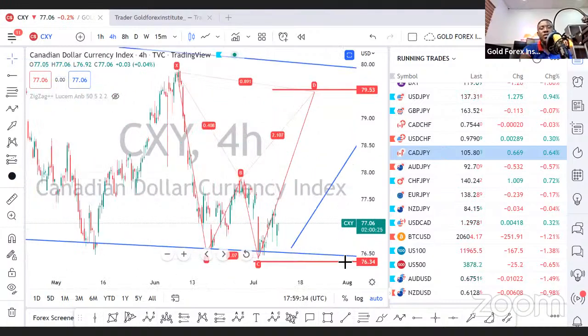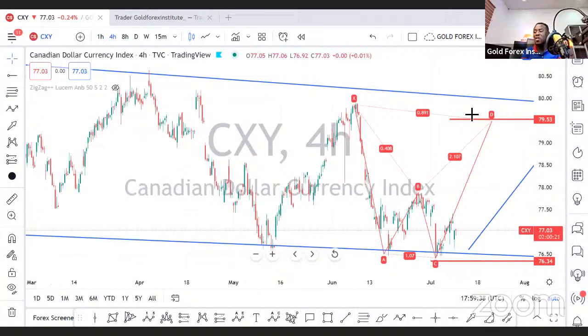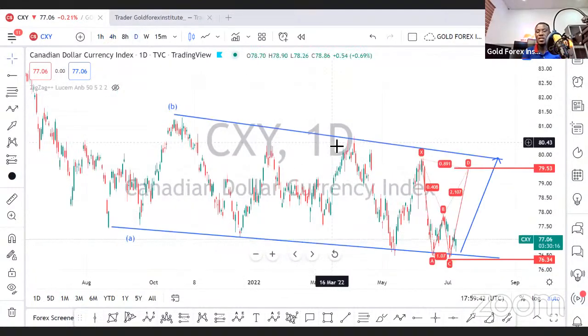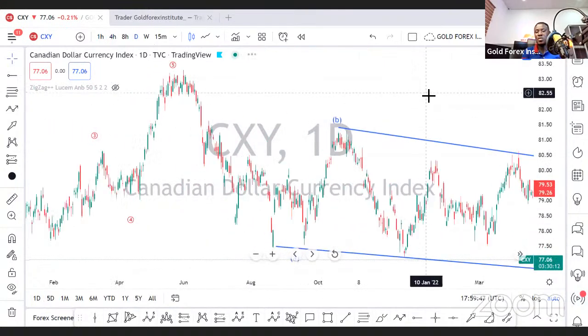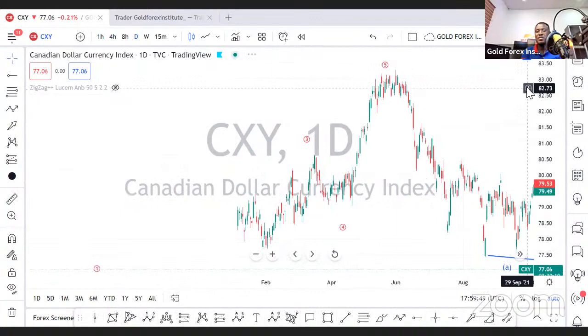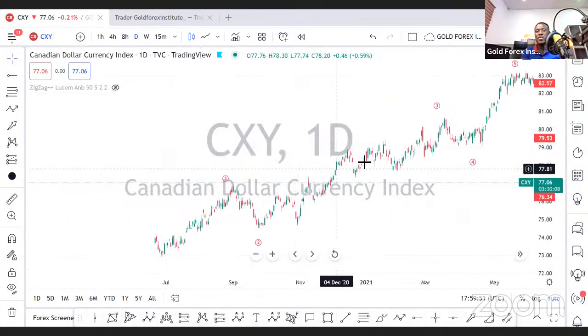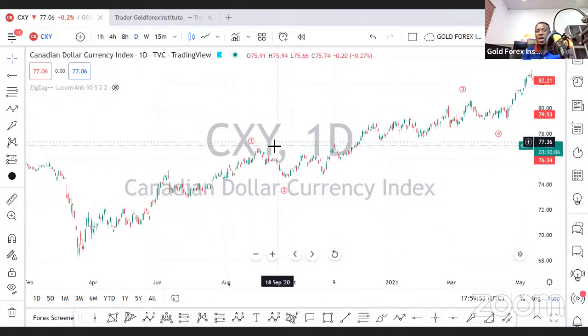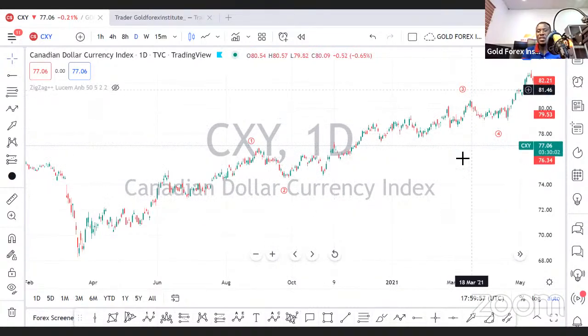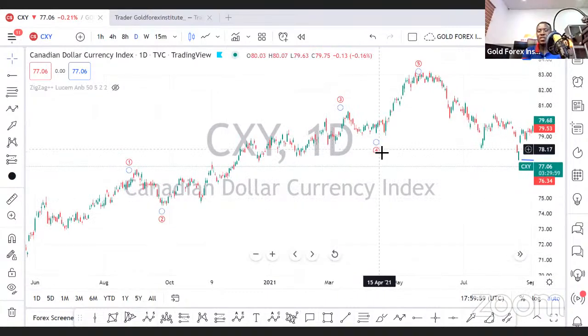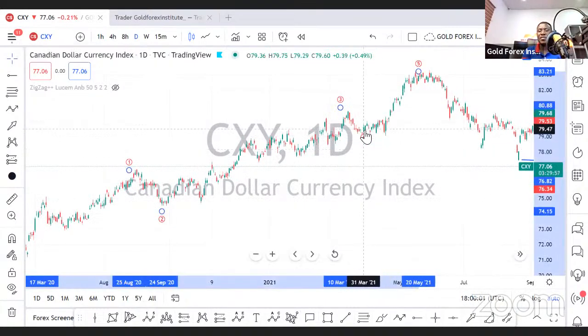You see, look at CAD index. CAD is going to be strong for a very, very long time, guys. CAD strength, look at this. So we had the full 5 waves. This is an Elliott wave, right? Wave 1, wave 2, 1, 2, 3, 4, 5, wave 3, right? Then we have here wave 4, wave 5.